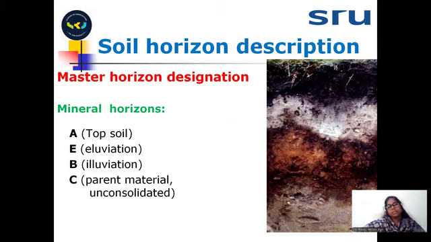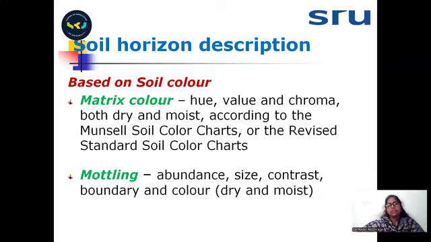And then coming to see like this, it can be designated A, E, B, C and all. Then, based on soil color, how do you distinguish? So, soil color has three different components: hue, value, and chroma. Hue is the dominant spectral color. Value is the lightness or darkness of that color. Chroma is the purity of the color.